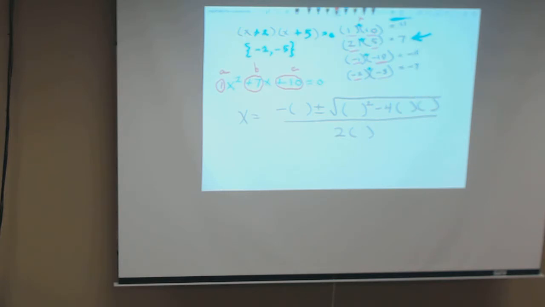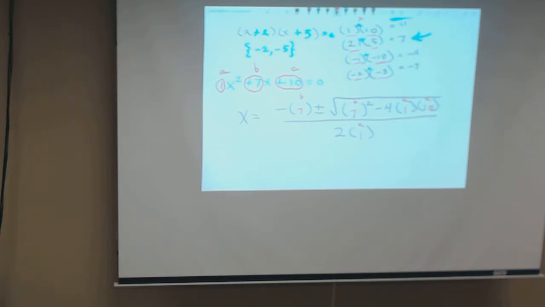This is B, so what goes here? 7. This is also B, so what goes here? 7. This is A, so what goes here? 1. This is C, so what goes here? 10. And then this is A, so what goes here? 1. You understand? There's no natural order for how they go in there. You just have to plug those numbers in and then do the math.